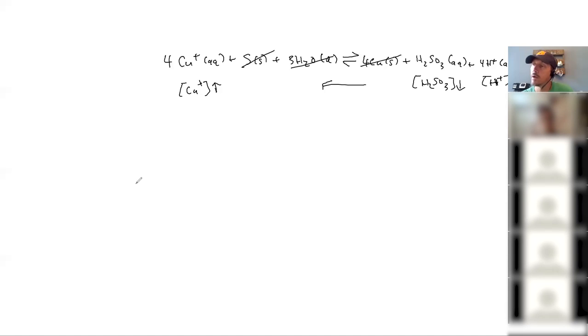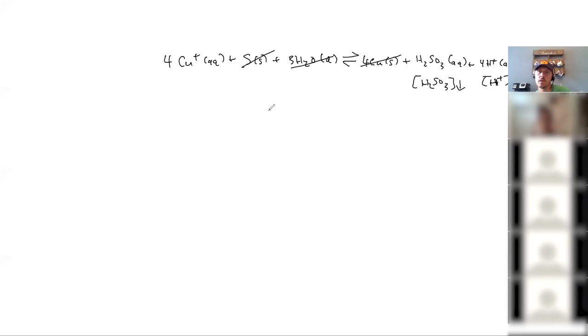Okay. All right. So what will happen if H2SO3 is removed? That was the second question. So we removed H2SO3 and they wanted to know what happened to H plus. So the concentration of H2SO3 goes down. Which way does the reaction shift? H2SO3, yes. So the concentration of H2SO3 went down.